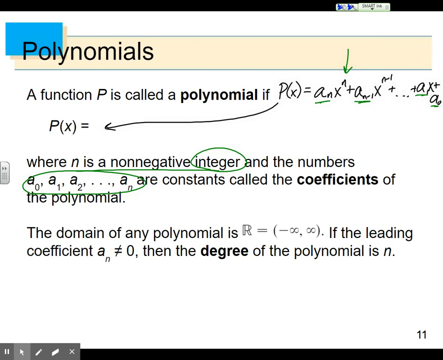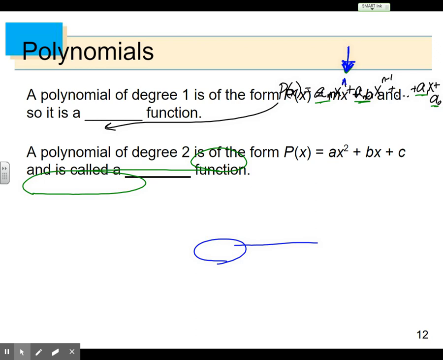The domain on this every time is going to be all real numbers. And then whatever this winner is right here, whichever guy has the highest degree, whatever number that n is, the highest exponent, we call that the degree of the polynomial, whoever has the highest exponent. So let's go over this.